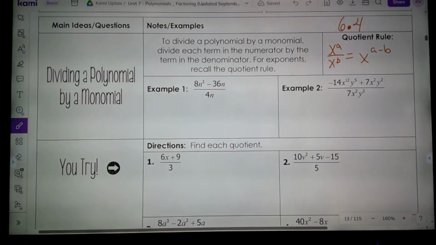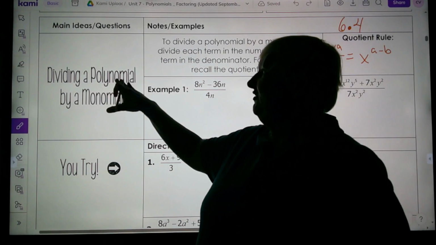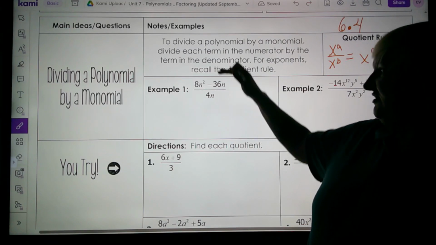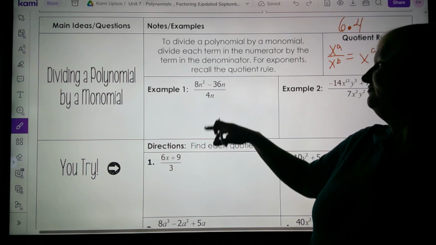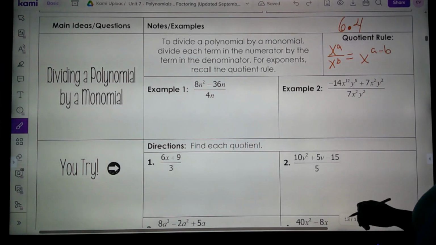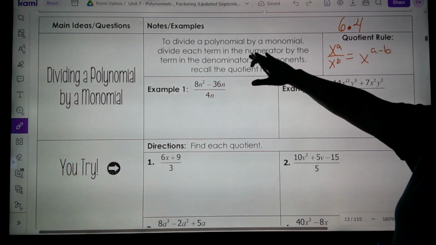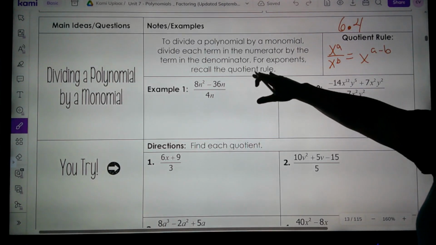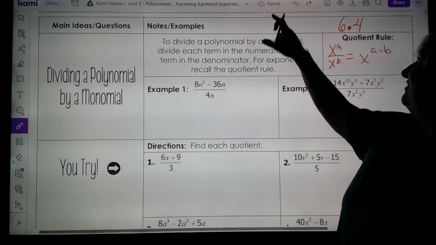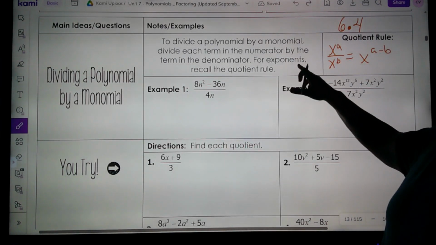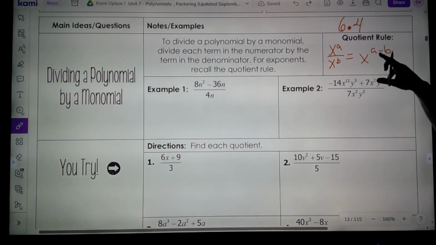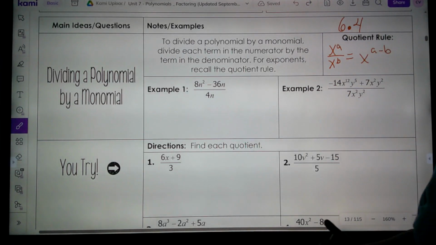Unit 6.4, dividing a polynomial by a monomial. So it tends to be two terms divided by one term, or three terms divided by one term. To divide a polynomial by a monomial, you'll divide each term, so you'll divide the coefficients. And then for the exponents, the quotient rule says that a divided by b is the same as a minus b. So it's the opposite of multiplication.